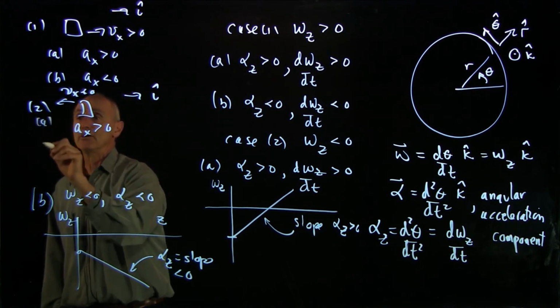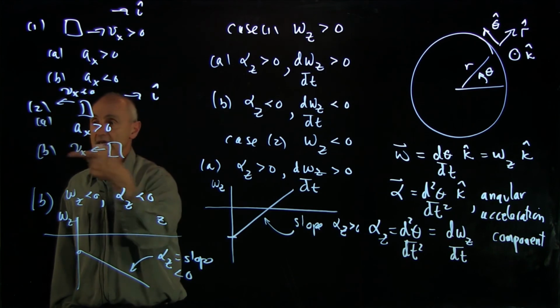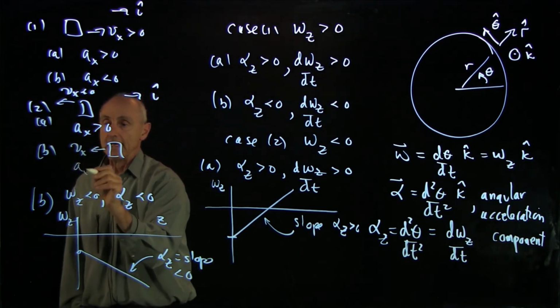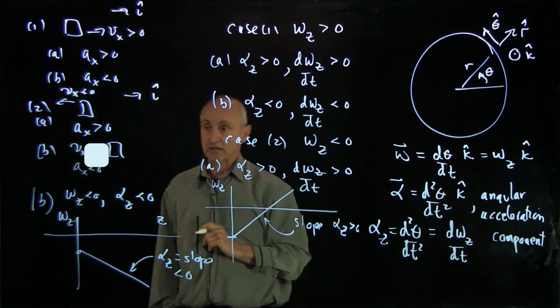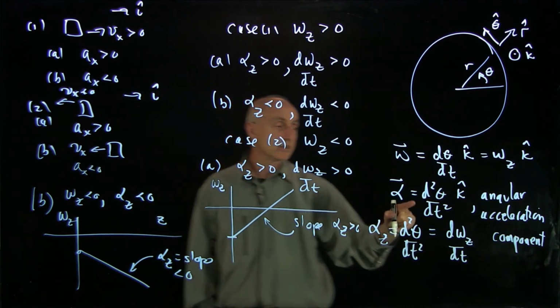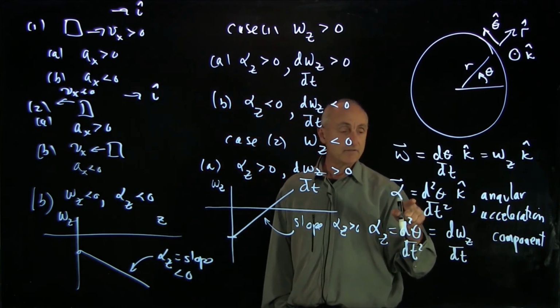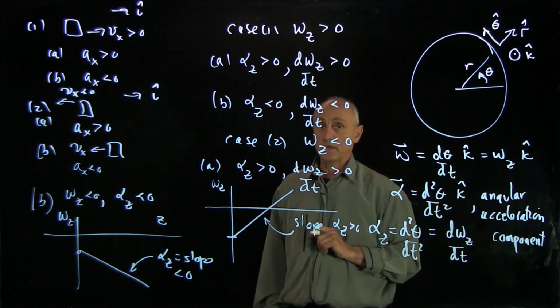And for our linear case, again, this corresponds to an object moving in the negative x direction, and ax is negative. It's moving faster in the negative x direction. And so these are the cases of how we analyze the various components, the various cases for angular acceleration and angular velocity.